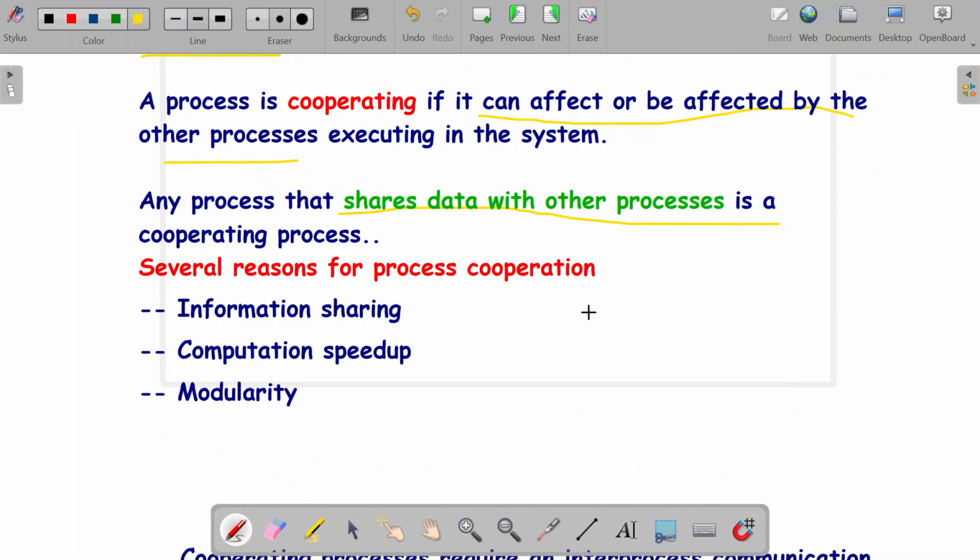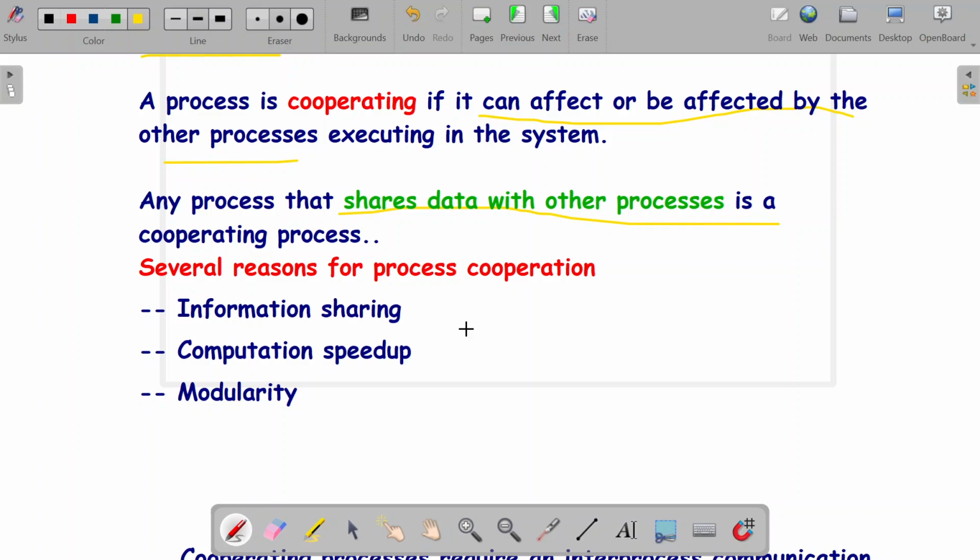The first one is information sharing. For example, I can copy a message from my mail, copy the content, and post the message in my WhatsApp group. So what happened? I have content that is copied from one process and pasted in another process. So of course, the data is shared among two different processes. So it's for information sharing.